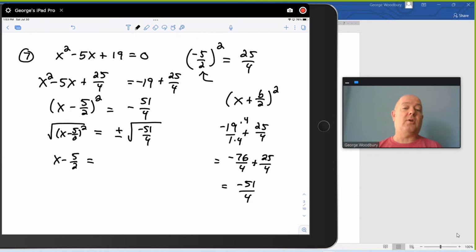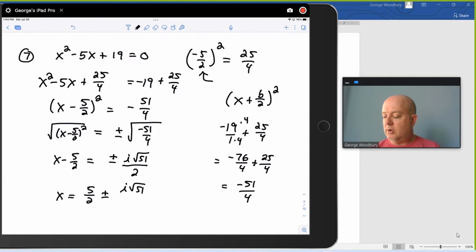But in the denominator, I know the square root of 4 is 2. So I can write this as plus or minus i root 51 over 2, where the 2 is no longer in that square root. Finish by adding 5 halves to both sides, and we end up with x equals 5 halves plus or minus i root 51 all over 2.